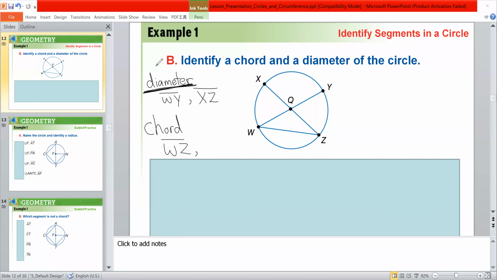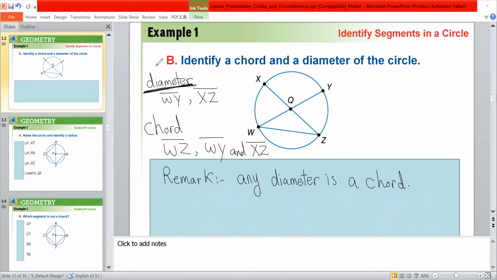Can you give me an example? So I can also put WY and XZ. Any diameter is a chord. Please write this remark with me. Remark. Any diameter is a chord. But the opposite is not right.